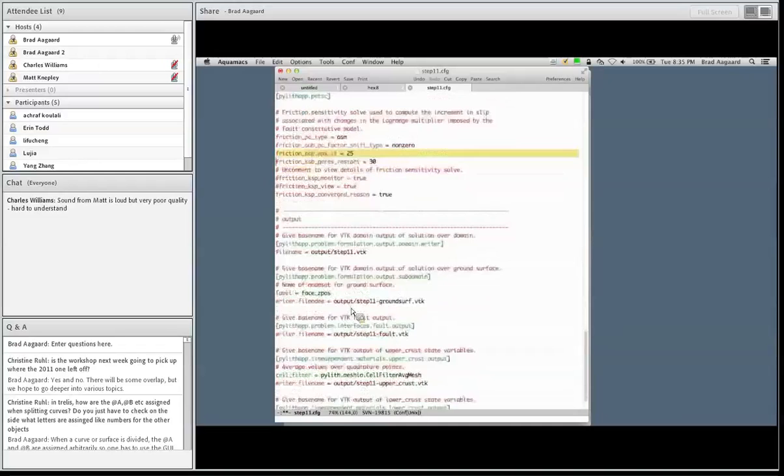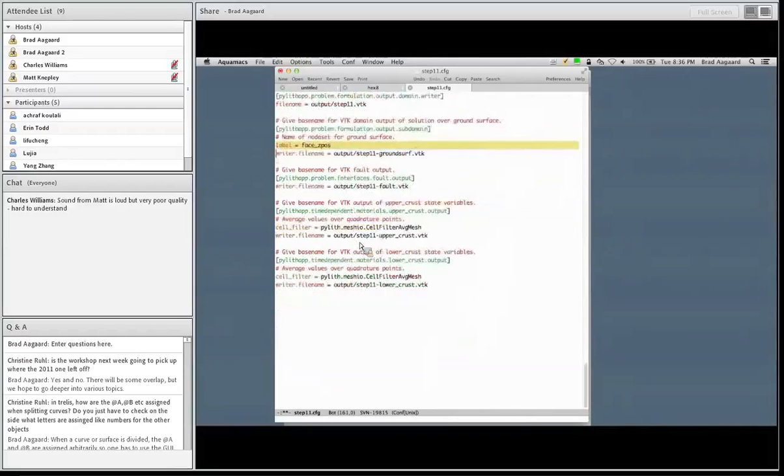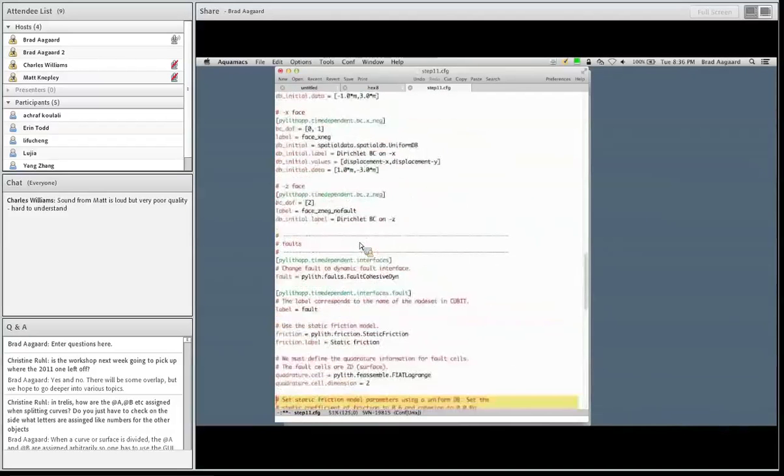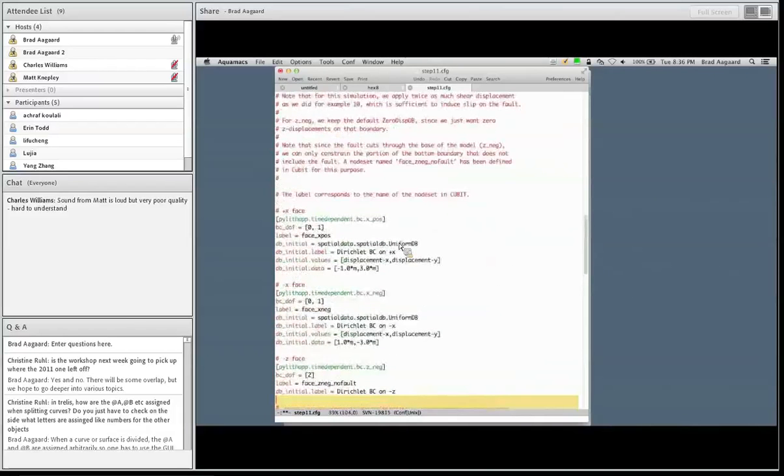And so in this case, we're going to use VTK output. Basically, as in most of our other examples, we're just giving the file names for the VTK output. Obviously, for the ground surface, we again have to tell it for our output solution subset which part of the ground surface we want. And so that's it for the parameters. Are there any questions on the .cfg file for our friction example here?